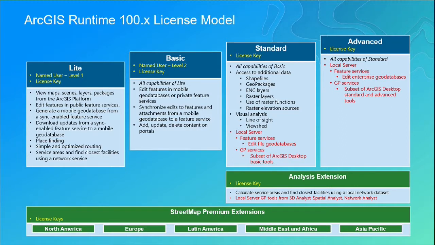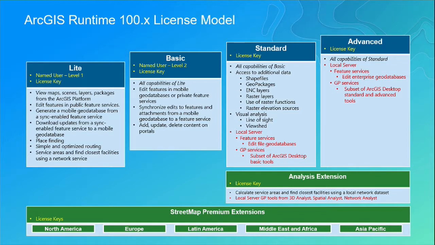And I highlighted here in red some of the capabilities that are basically centered on local server, right? So if you're going to leverage local server to replace some of those workflows that you have in your engine application, it's important to note what's available at different license levels. And so with standard enters the ability to start working with data that's not really part of the ArcGIS platform. It's more of an open standard, but local data that's not part of the platform, right? So shapefiles, geopackages, electronic nautical charts, raster layers.